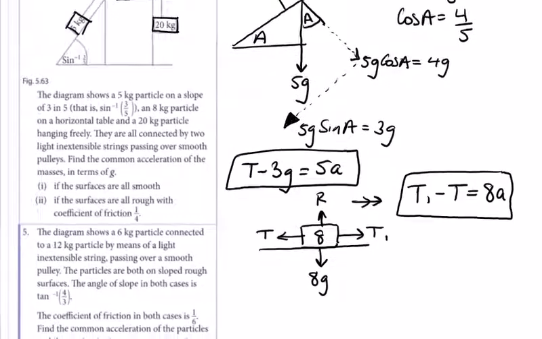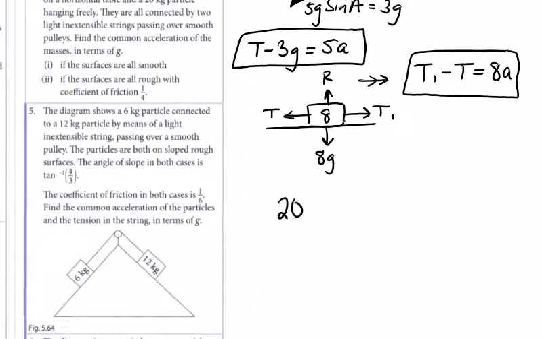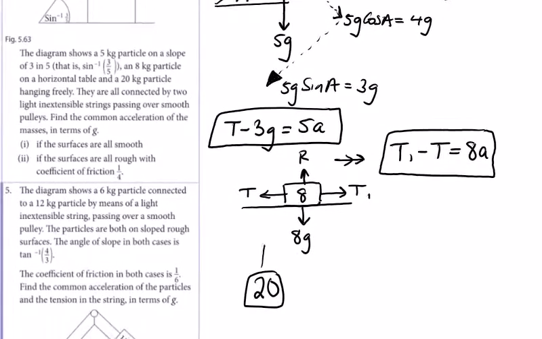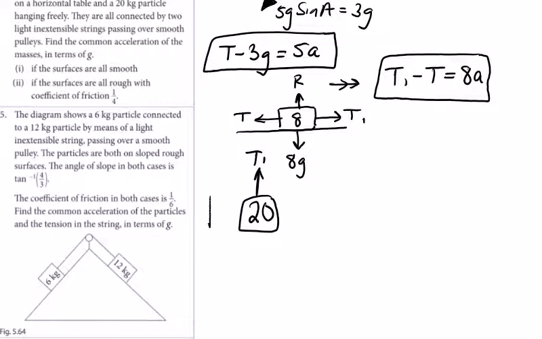If we look at the 20 kilo, we just have the string, which is T1, going up, and it's going down with an acceleration of a. We've got mg or 20g, so we have 20g minus T1 is equal to ma, which is 20a.